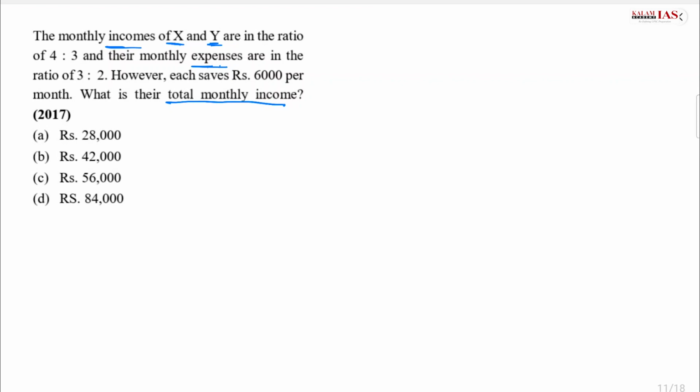I hope everyone has attempted the question. The details given are first the monthly income of X and Y. Monthly income is in the ratio of 4:3, and let the total monthly income be x, so it will be 4x and 3x. Then monthly expenses are given in the ratio of 3:2, that is 3y and 2y, where y is the total monthly expenses. And it is said savings for both of them is 6,000.